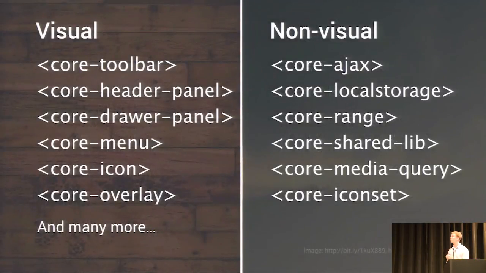And these include both visual elements and non-visual elements. So visual elements are just like you'd expect. They're the toolbars and the drawer panels and the menus, all the primitives that you need to build a modern mobile app or a modern app in general. And then non-visual elements is where it gets funky and cool. What if we could express things like local storage and AJAX calls and ranges, these ephemeral things that don't necessarily have layout on the page, as elements? And so that's a really powerful idea that I'll get to in a little bit.